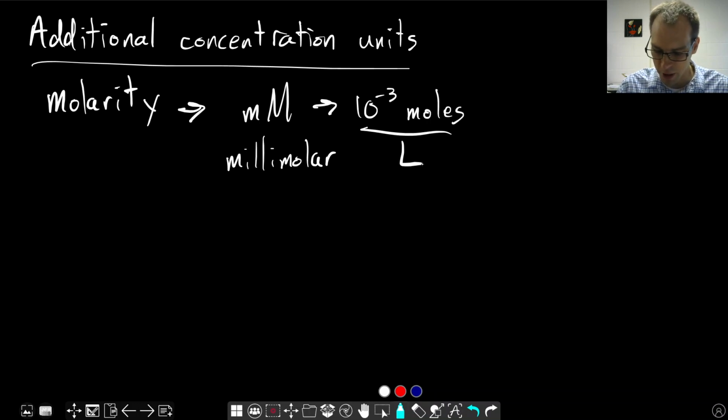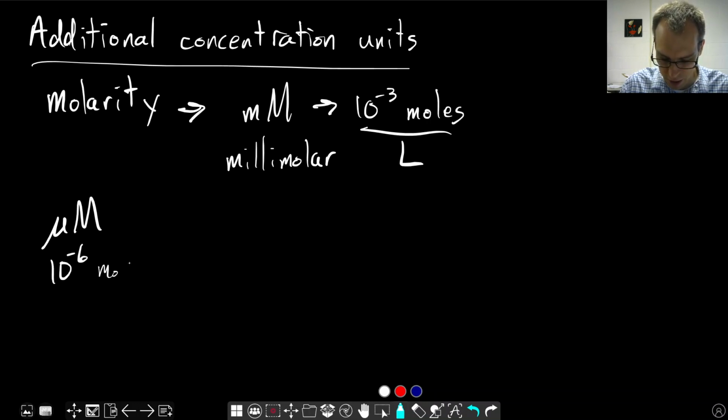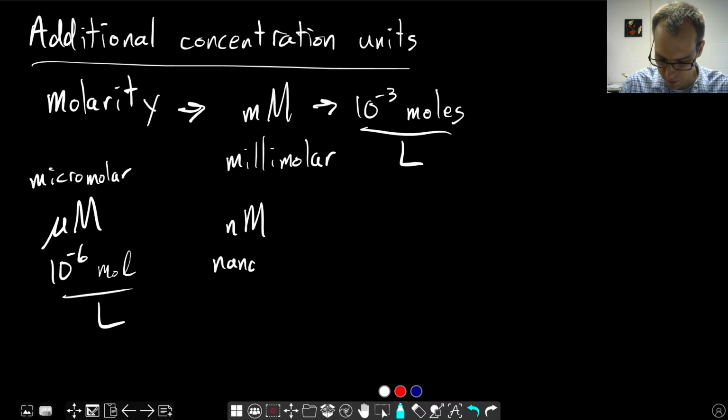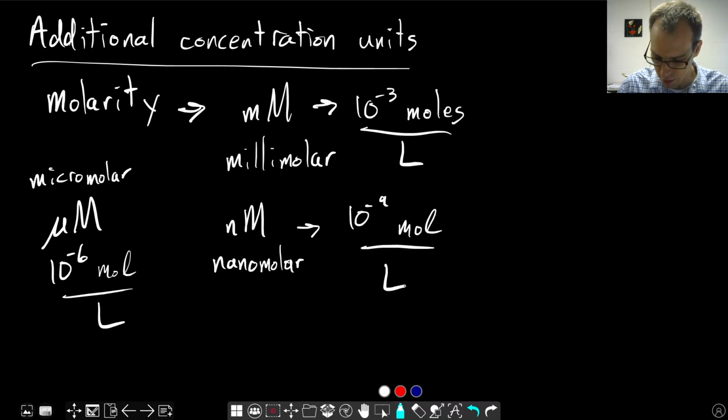And you can even go smaller than that. You can have micromolar, with the Greek letter mu, which is 10 to the minus 6 moles per liter. And then you can even go down to nanomolar, which is 10 to the minus 9 moles per liter. These are all just based on the SI prefixes that we learned at the beginning of the class.